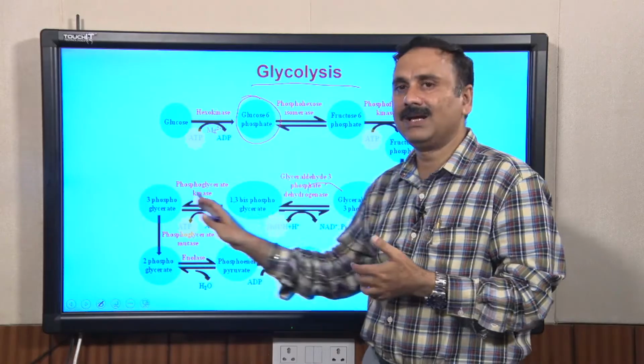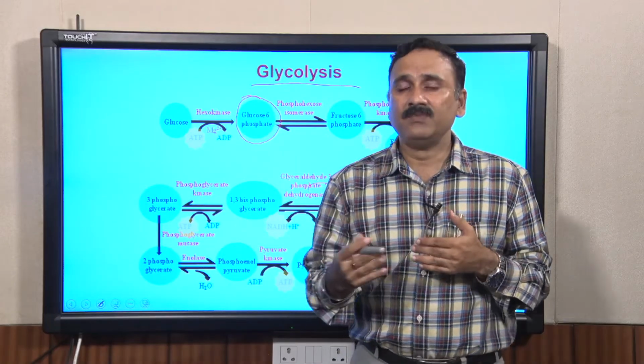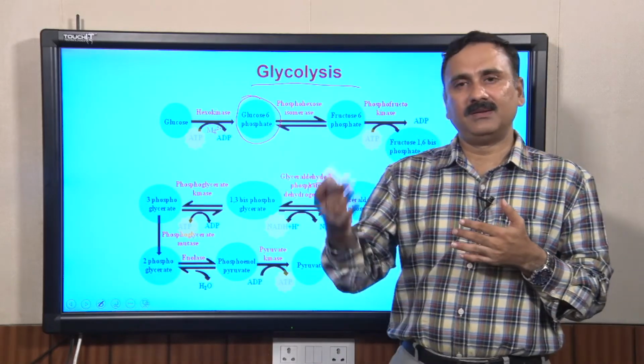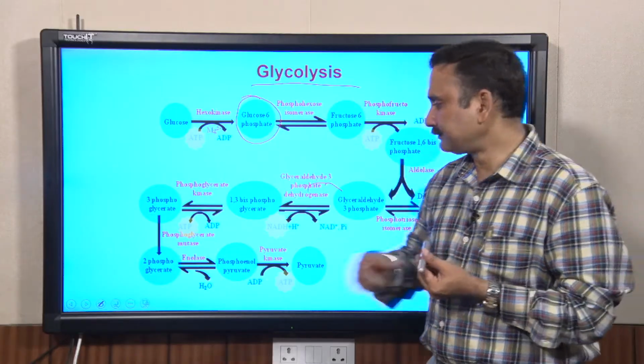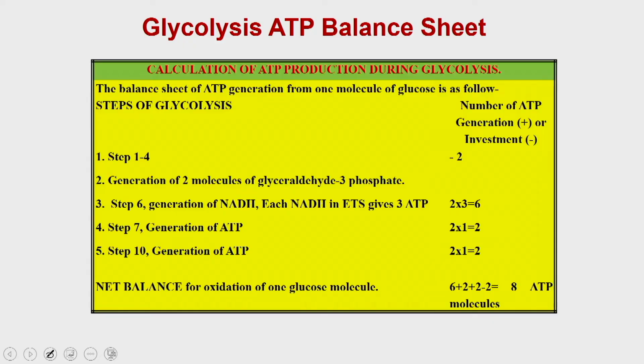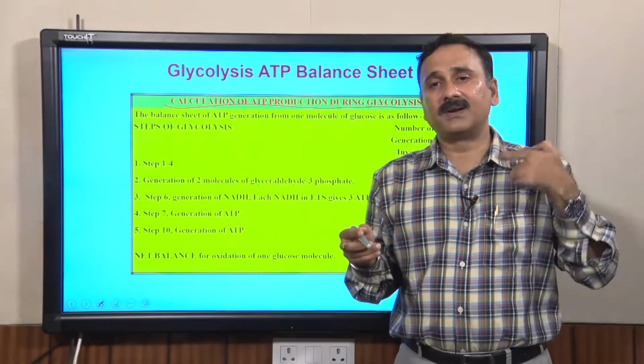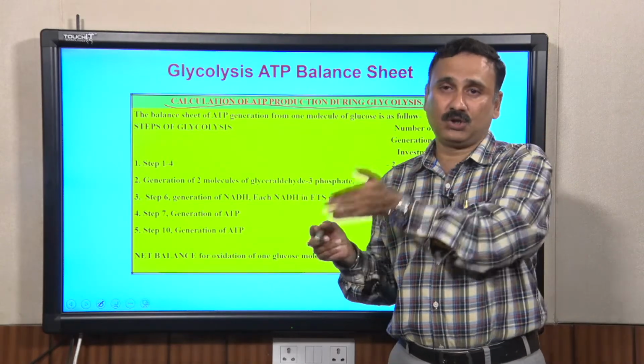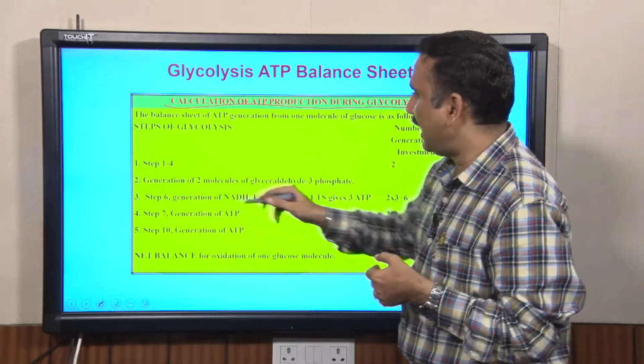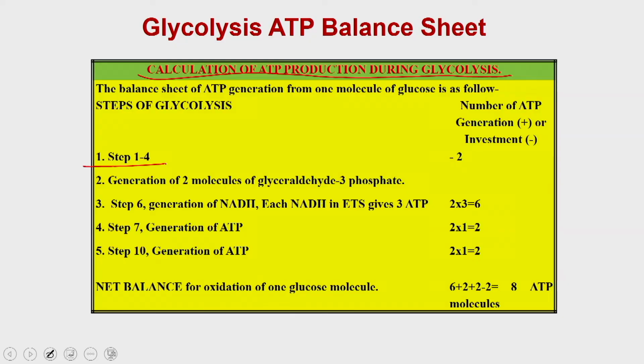During this whole cycle, it is going to generate NADH as well as ATP molecules. So, we have also discussed what will be the balance sheet of ATP production if you consider that the glucose is utilized and is going to be oxidized completely in the electron transport chain. So, in steps 1 to 4, two ATP molecules are used.